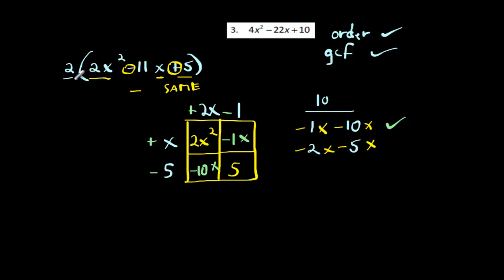So don't forget this, because we already factored a 2 out. So that's part of the final factor. So x minus 5 times 2x minus 1. And that's your answer.